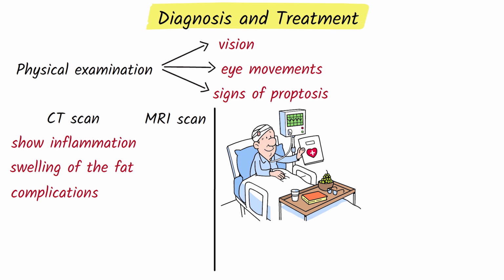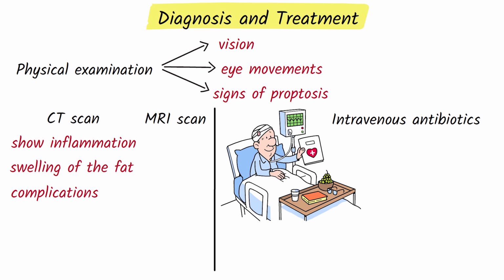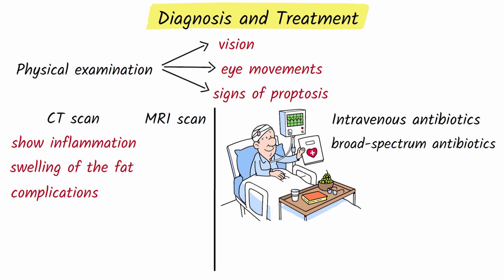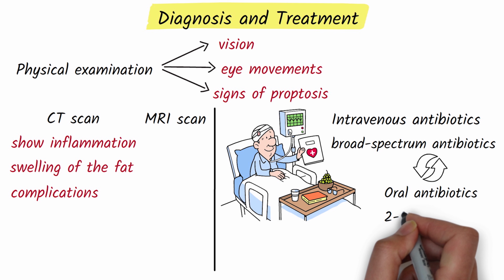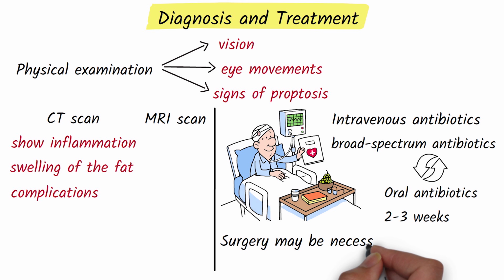The mainstay of treatment is intravenous antibiotics delivered directly into your bloodstream. Doctors typically start with broad-spectrum antibiotics that work against a wide range of bacteria. Patients usually receive intravenous antibiotics for several days. After the infection starts to improve, patients are switched to oral antibiotics continued for 2 to 3 weeks. In some cases, if an abscess has formed, surgery may be necessary to drain it.